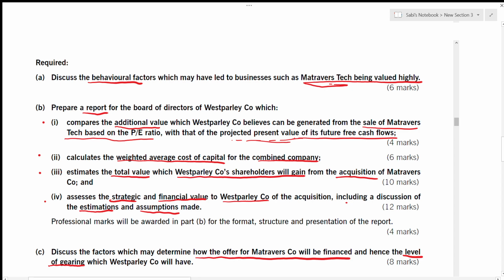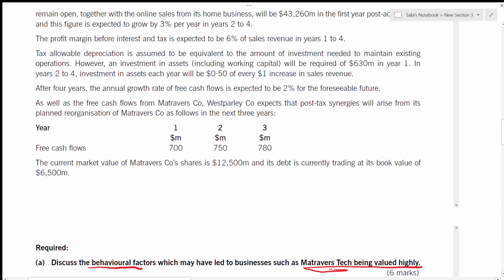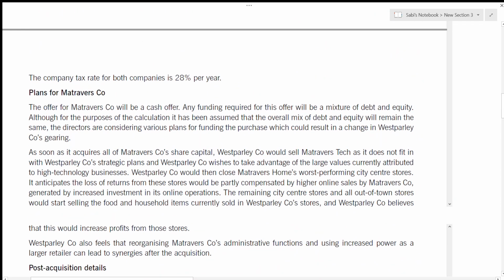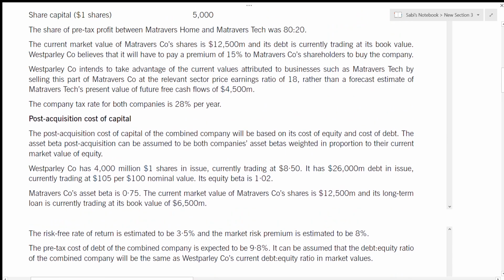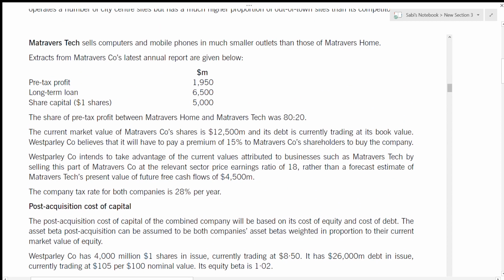First part we are doing: compare the additional value which Westpay will believe can be generated from the sale of the tech based on the PE ratio with that of the projected present value of its future free cash flows. Let's go to that part. We don't need all this. We only need this piece of information from here till here. Only this is needed for the first one because the rest is for the next one. As you can see, the next paragraph is post acquisition cost of capital. It is very clear that it's for the next requirement. You don't need it for this requirement, and it's only for 4 marks.